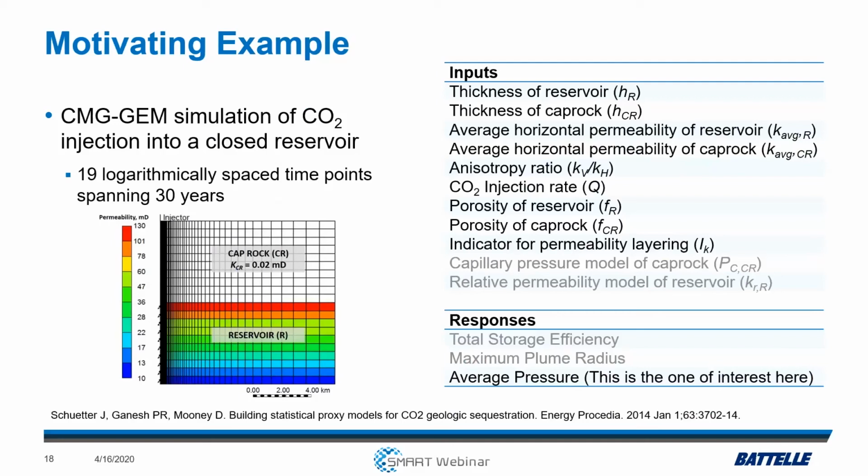In this case, the response that we're going to look at over time is the average pressure in the reservoir. The simulation itself runs for 30 years, and it has 19 time points, logarithmically spaced, as shown here. The grid cells are logarithmically spaced as well, but the time points are primarily at the beginning and then spaced out more toward the later years.